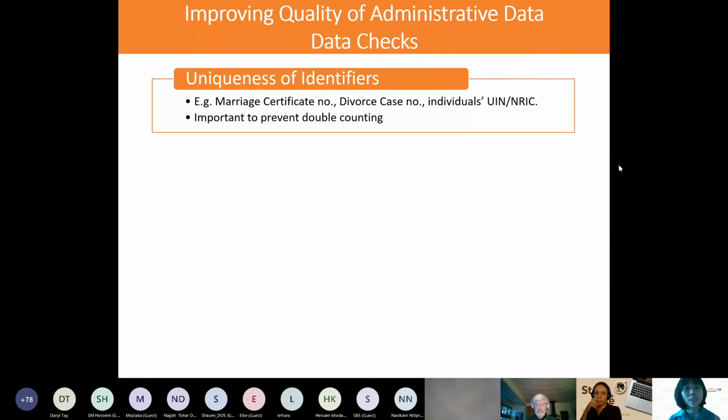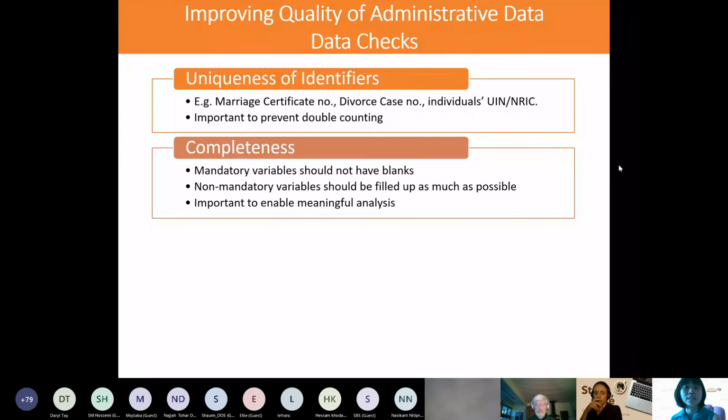We check for the uniqueness of identifiers. There should be no more than one marriage record with the same marriage certificate number. The same applies to the divorce case number. In Singapore, every resident is issued a National Registration Identity Card, or NRIC for short. So each card is identified by a unique NRIC number. So we also flag out duplicate NRIC numbers within the same reference year, as it is unlikely that a person would get married or divorced more than once in a year. So these uniqueness checks are important to prevent the double counting of marriages and divorces.